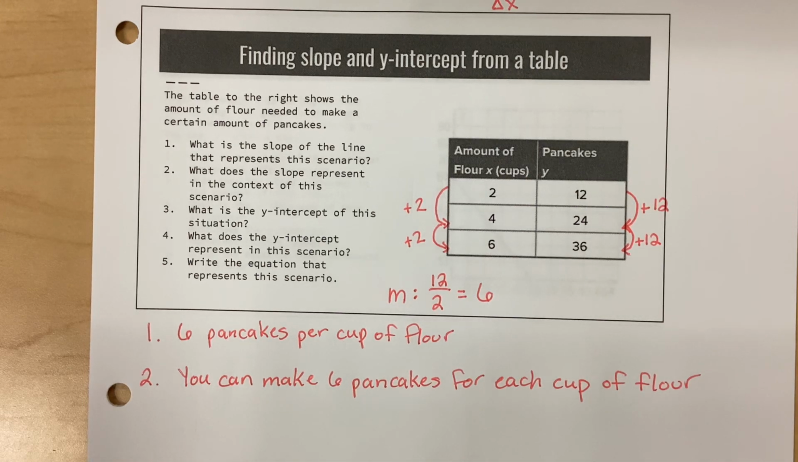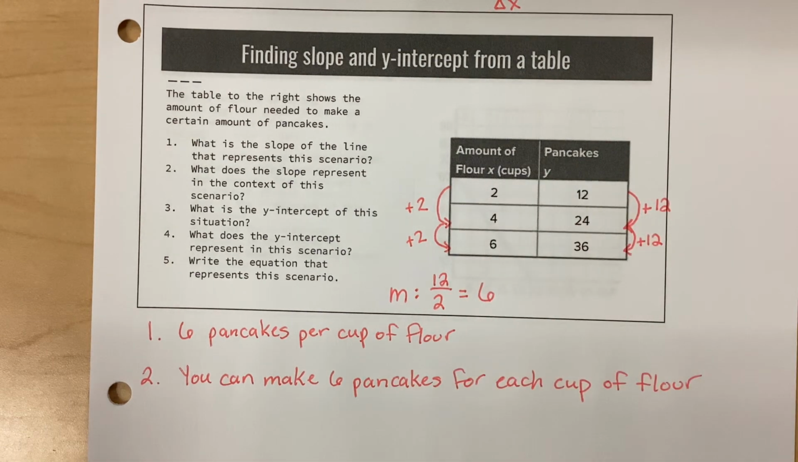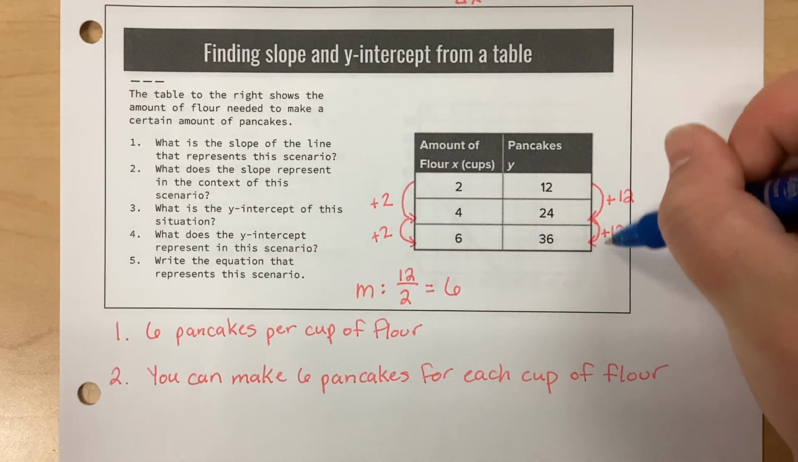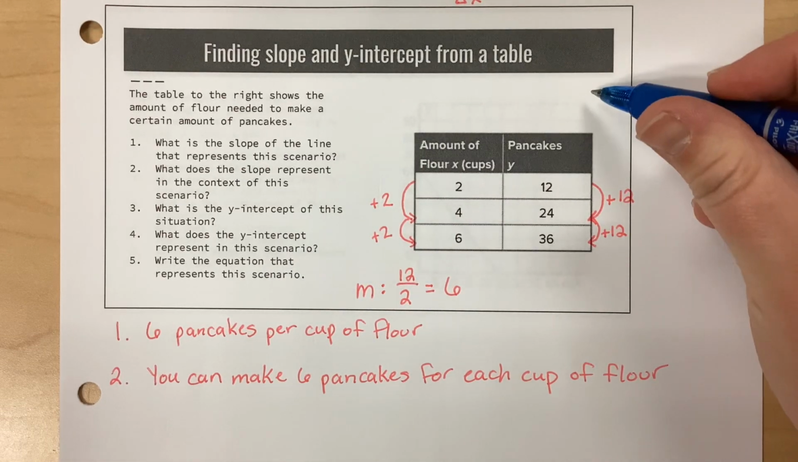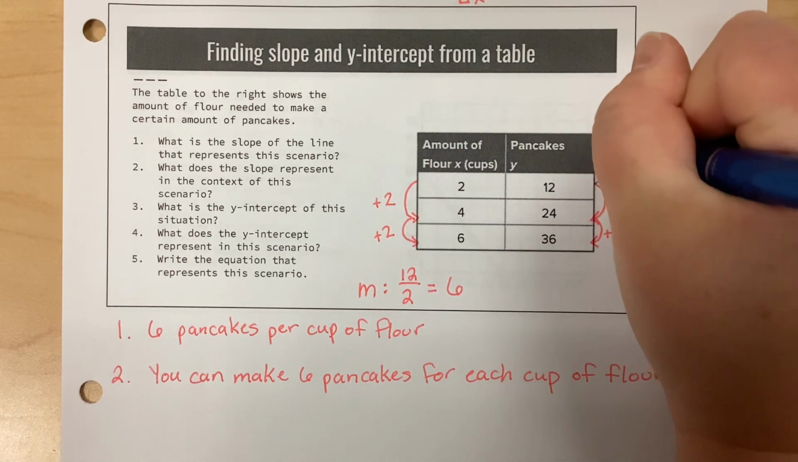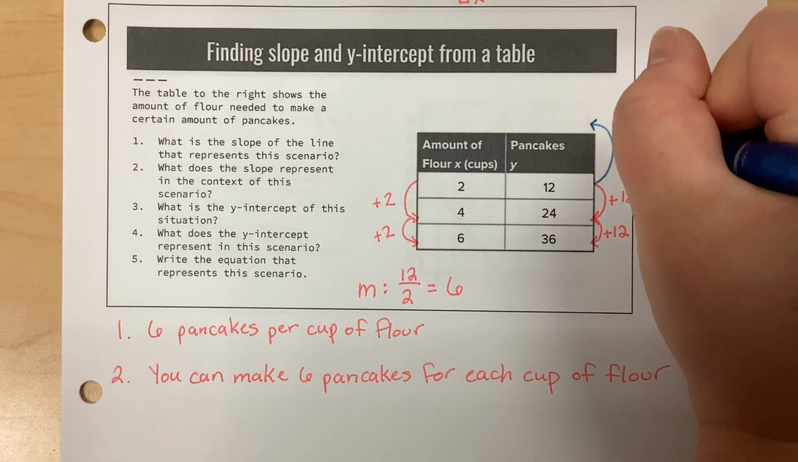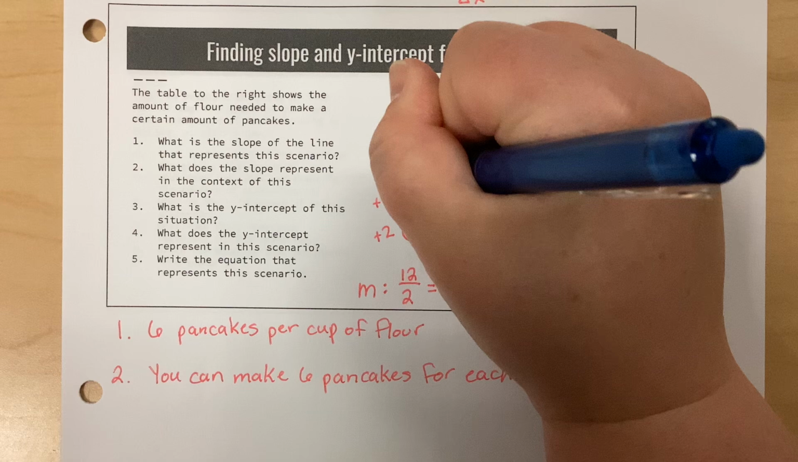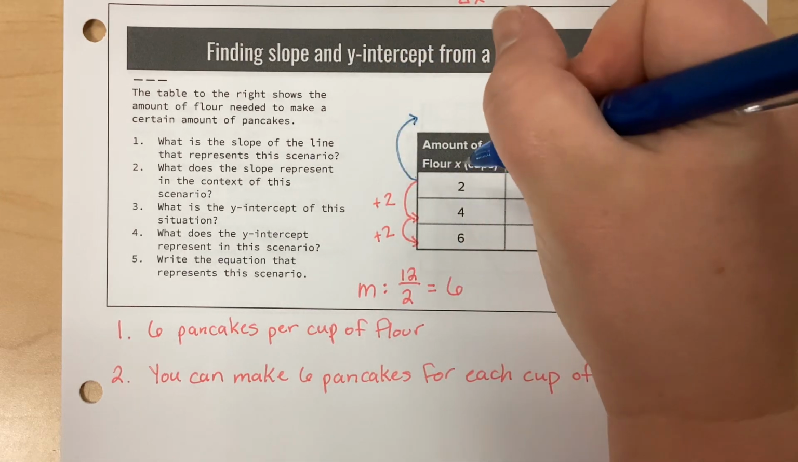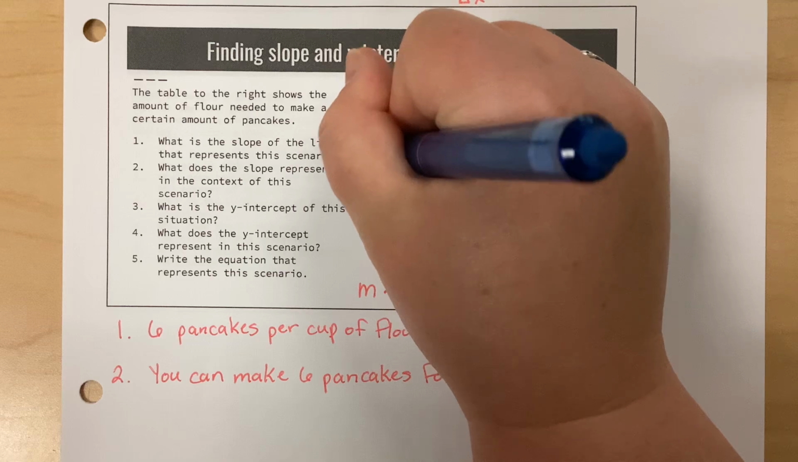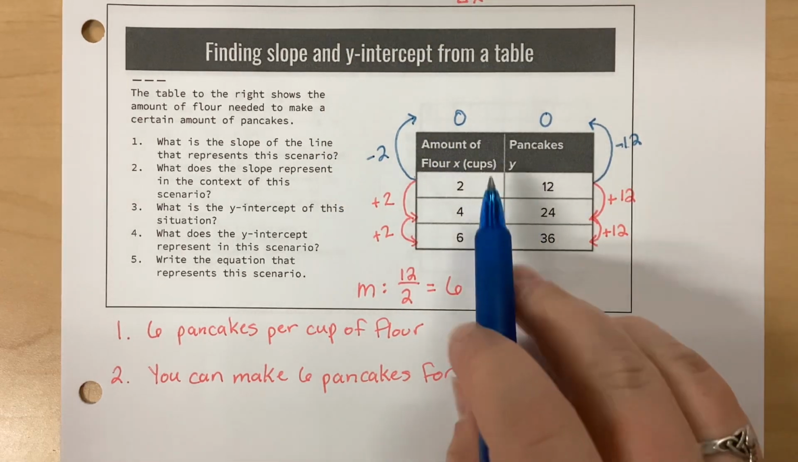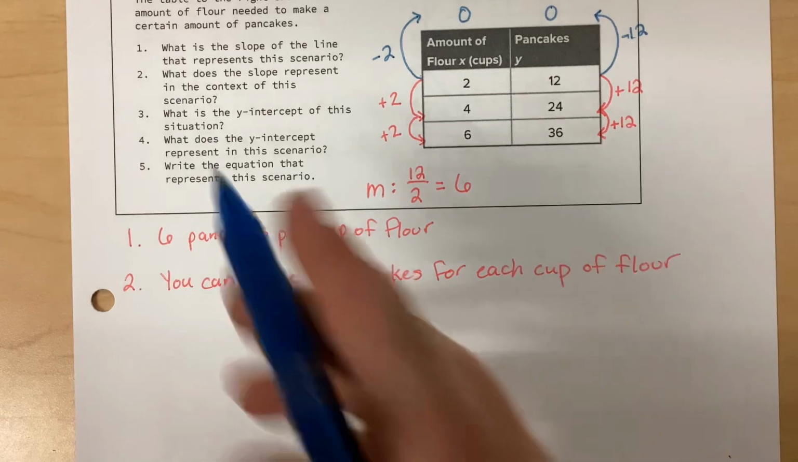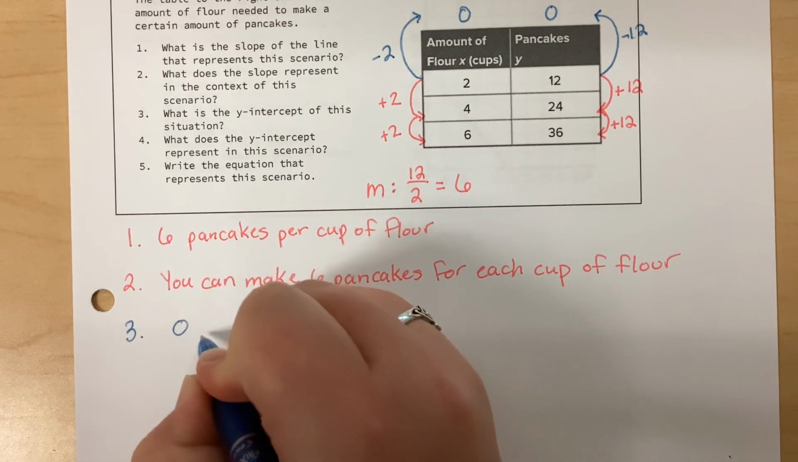All right, now we got to find the y-intercept. Unlike the last problem, they didn't give us what y is when x is 0, but that doesn't mean we can't find it. So remember, as you go down the table, we increase by 12. So as you go up the table, we would decrease by 12. We're going the opposite direction. So to go up 1, instead of going plus 12, I'd go minus 12, which gives me 0. Similarly, over here, instead of adding 2, I'm going to subtract 2, which gives me 0. So when x is 0, y is also 0, which means that my y-intercept is 0 pancakes.